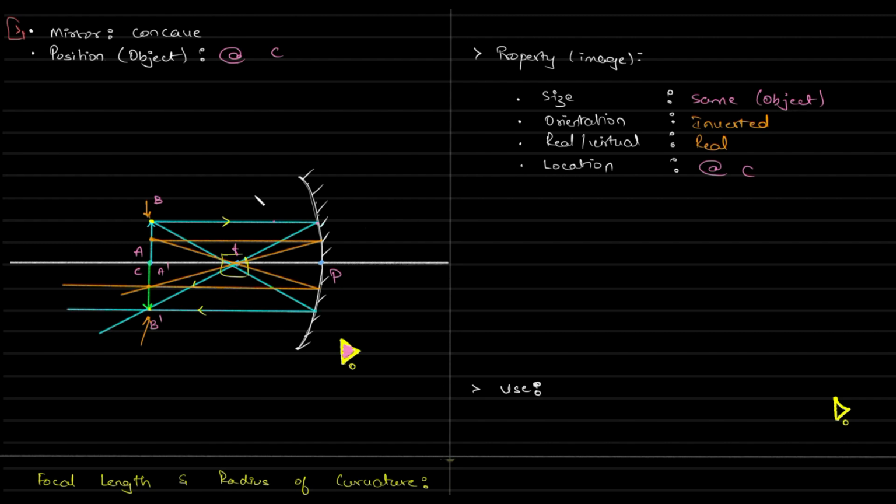So how can I use this kind of setup? They'll ask you, how can we use this setup? You can use this setup to find the focal length and radius of curvature of a given concave mirror. Okay, so we can make use of this setup to find the focal length and the radius of curvature of a given concave mirror. I'll explain how. So first we'll see how I do it practically. So please have a look.